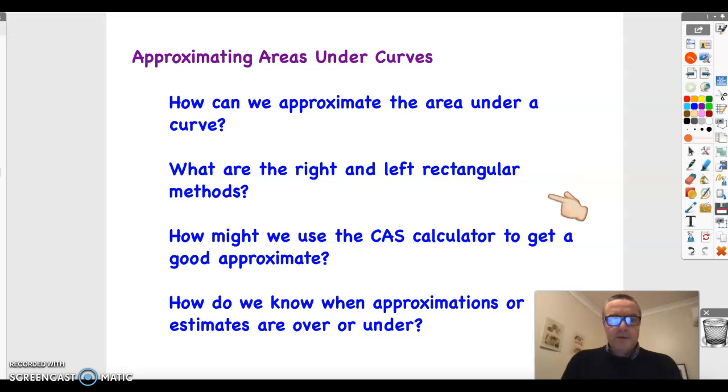We'll quickly look at how we might use a CAS calculator to get a good approximate, and we'll finish by talking about how we know when our approximations, or sometimes we call them estimates, are overestimates or underestimates.